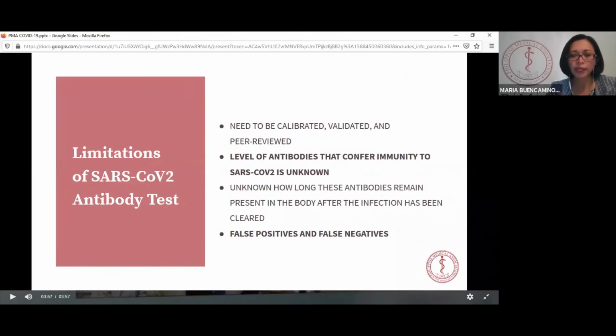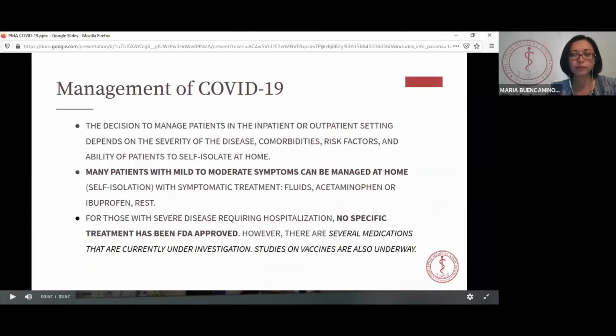So currently, the FDA is working closely with the NIH and CDC on a validation project to help identify the most promising serological tests. This validation project is ongoing, and we hope to have additional information pretty soon. Next slide. So how do we manage COVID-19?